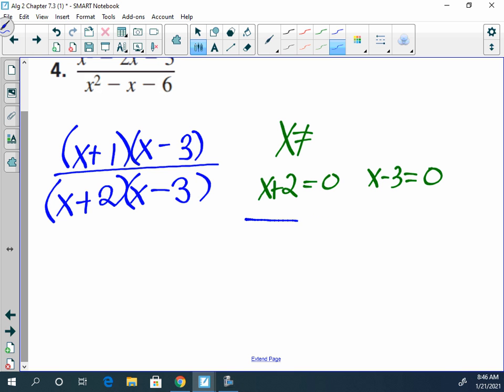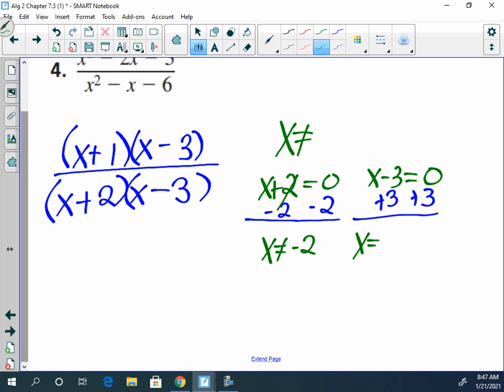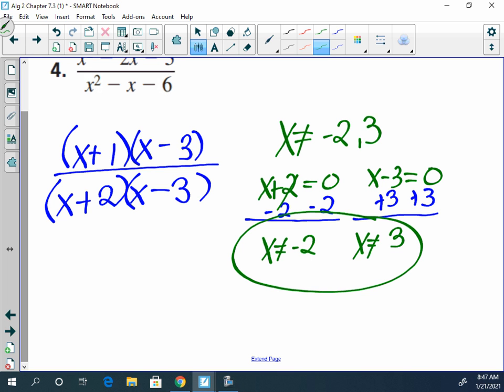So the first one here, if I want to see what makes it 0, I would subtract 2 from both sides. And these would cancel and tell me that x cannot equal negative 2. And the other one we would add 3 to both sides, and it'll tell me x cannot equal 3. So x cannot be negative 2 or 3.